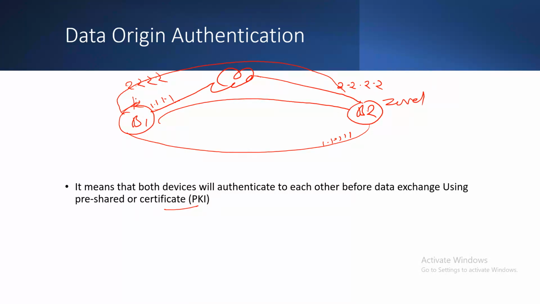But not by using only the IP. You need to use a pre-shared key or certificate. Clear? Here also the same pre-shared key or same certificate. Then both the branches will establish the tunnel. Clear, guys?